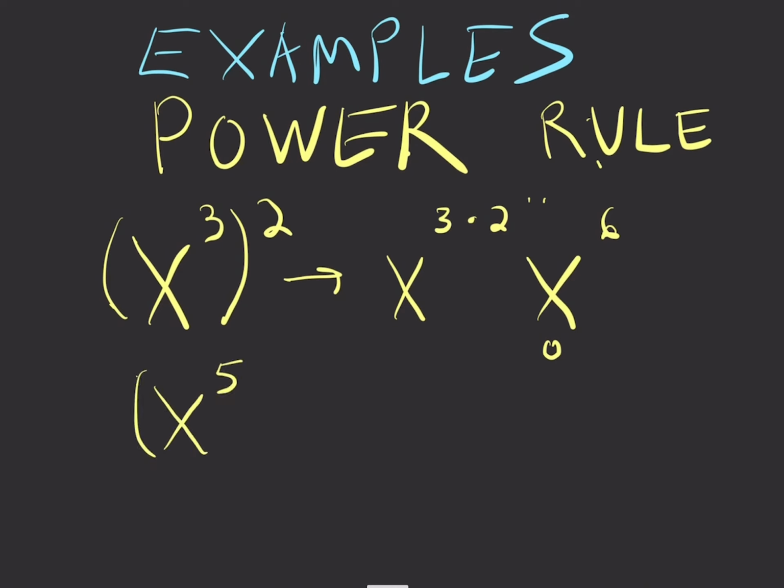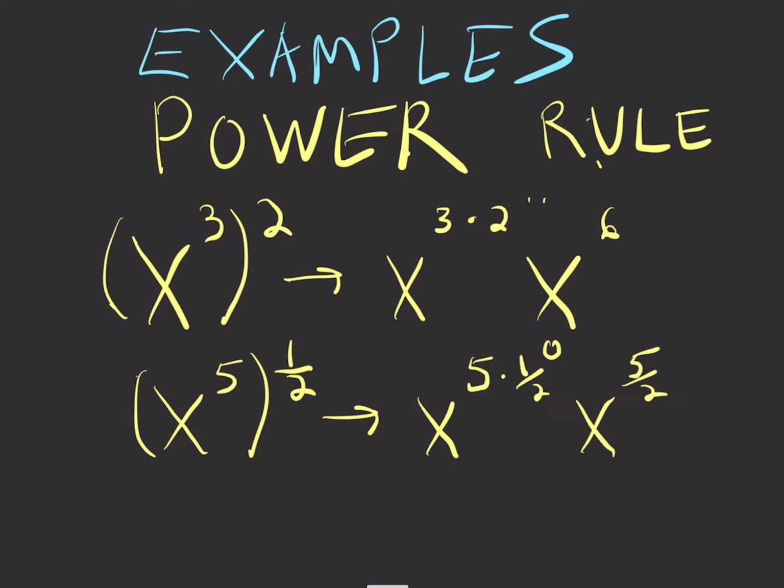Here's another one. I have x to the 5th to the 1/2. So it doesn't matter that I have a 1/2. I'm still going to multiply that 5 times 1/2. I get x to the 5/2. And I would just leave it like that.